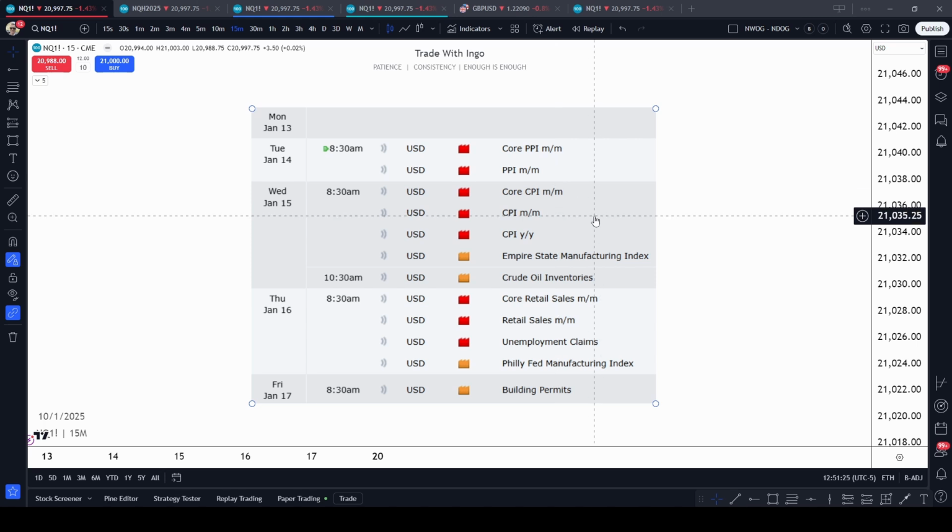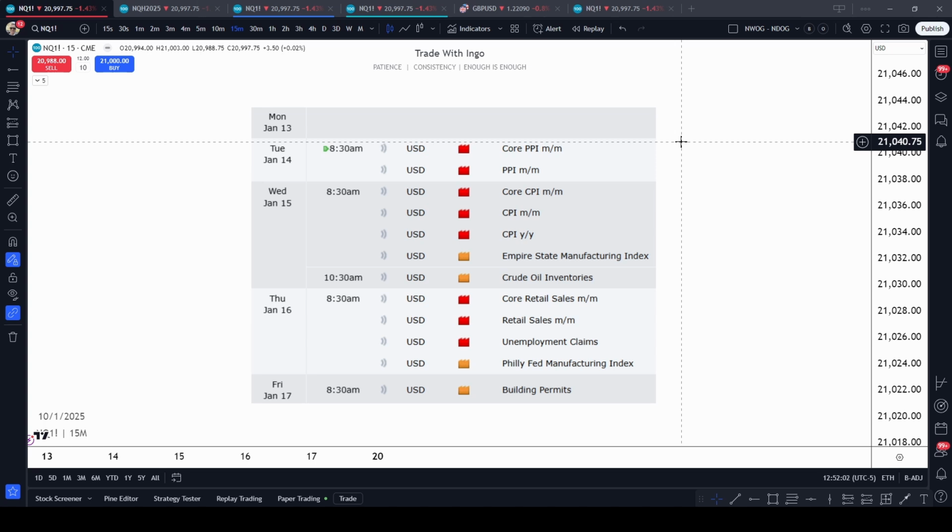As you can see, Monday doesn't have any medium or high impact news, which means that the odds are there's a higher odds of having a high resistance liquidity run because there's no high or medium impact news. So Monday can be a little bit problematic, maybe some consolidation going into Tuesday and Wednesday's price action. Tuesday at 8:30 a.m. New York Eastern Time, we have the core PPI and PPI release.